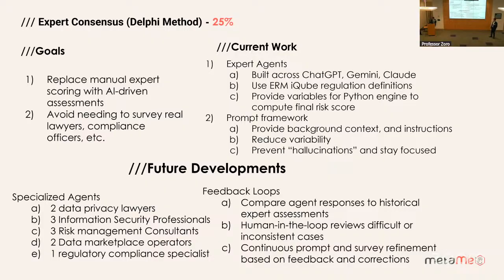Ideally, we would like to produce 2 data privacy lawyers, 3 information security professionals, 3 risk management consultants, 2 data marketplace operators, and 1 regulatory compliance specialist. Finally, we're trying to incorporate feedback loops into our system by comparing historical expert assessments with the AI agents that are attempting to replicate them. By doing this, we'll be able to identify when the models are drifting or losing focus of their task. By incorporating this human-in-the-loop feedback system, we're hoping to review survey responses, provide corrections, and slowly optimize our agents.